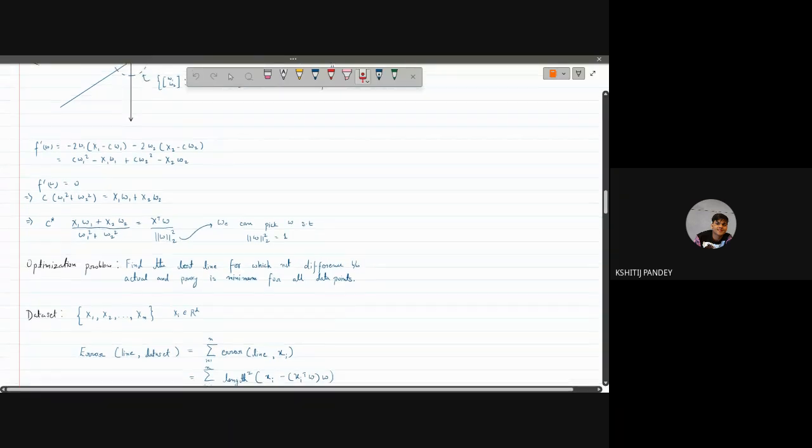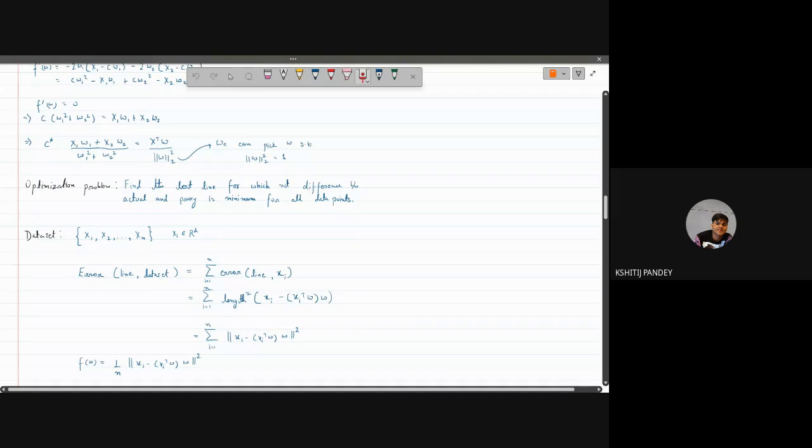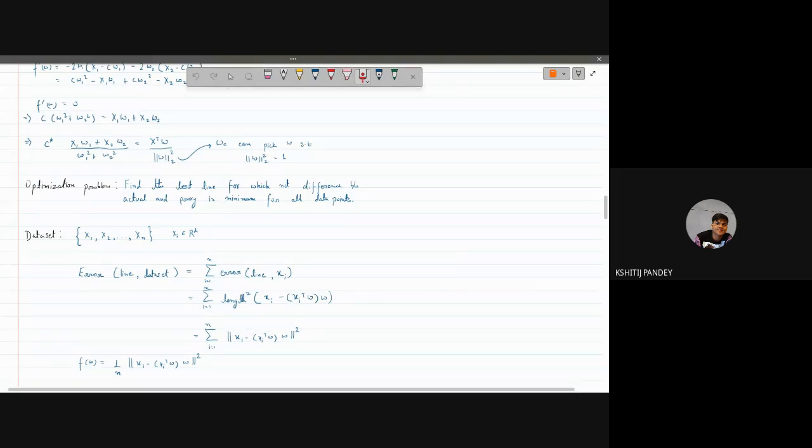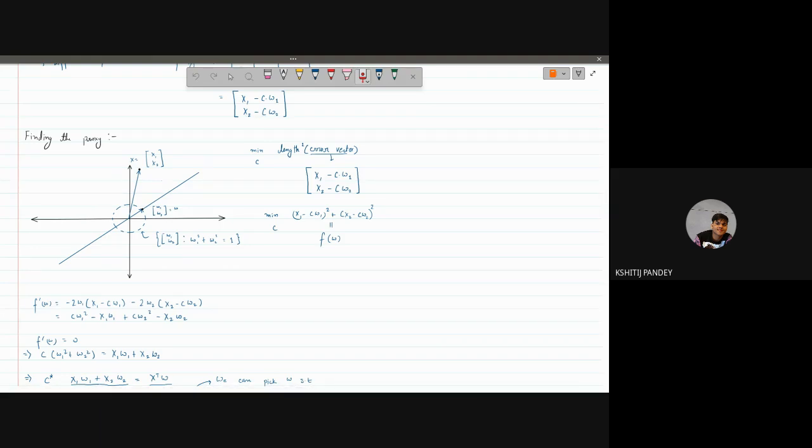Now, what's the optimization problem at hand? Given data points, we want to find the best fit line for which the net difference between actual and proxy is minimum for all data points. Here we talked about one data point, but we will have, let's say, n data points. There is no line which will contain all the data points. Data points will be scattered. We'll say there is some ideal line, we don't know the ideal line. The ideal line has a representative W, and now we want to find C such that this is minimum. This we will do for all the data points.